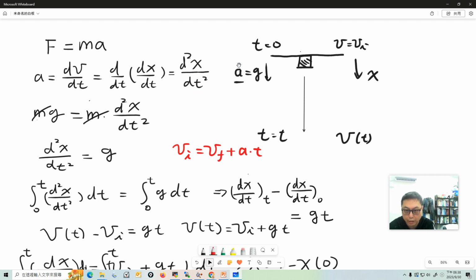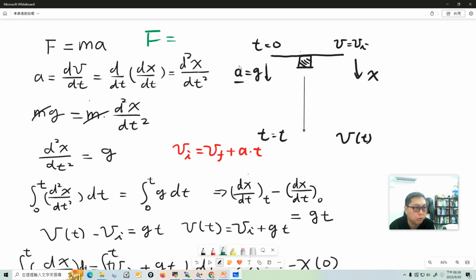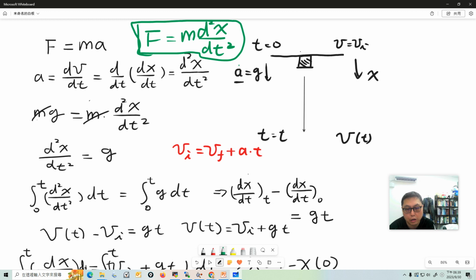Let me write it down. What is the equation of motion? This is called the equation of motion: F equals m times the second derivative of x with respect to time. We'll use this a lot in this class.